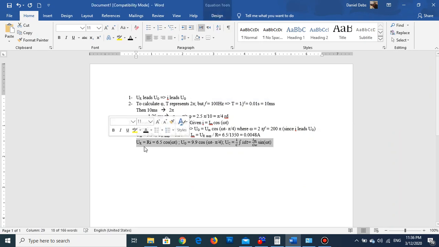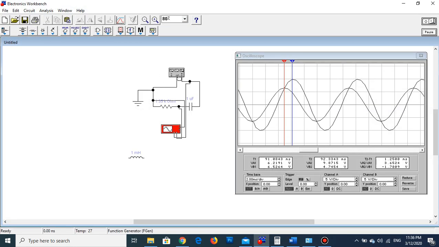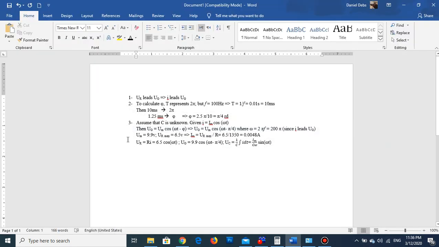And now I can write the expression of UR and UG and UC, because I have three voltages: U generator, U resistor, and U capacitor. What is UR? It is R times I. We have to multiply this one by 1350. It gives us 6.5 cosine omega t. What is UG? It is 9.9 cosine omega t minus pi by 4.